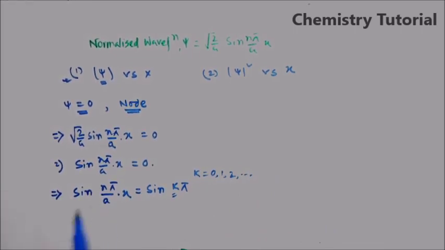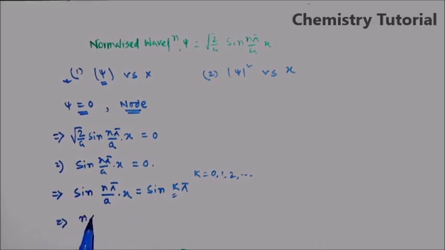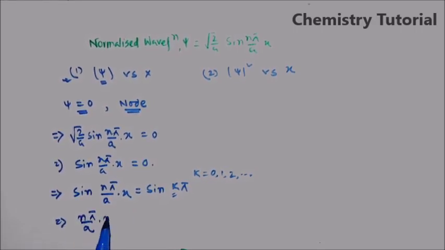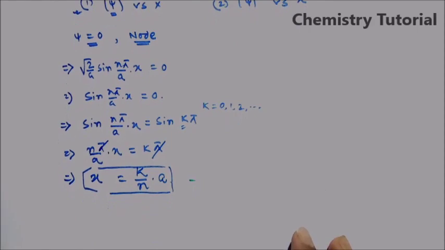So from this you can write n pi into x equals k pi. So pi cancels out. What we will have is x equal to k pi by n into a. So this is the point where the wave function will be 0 inside the box.